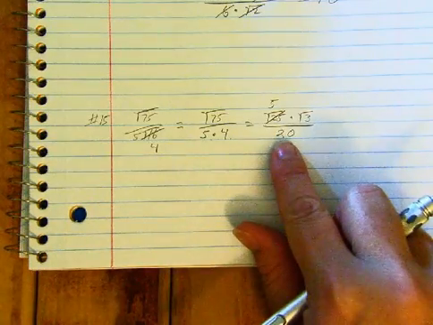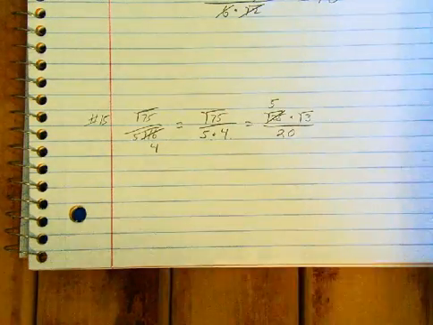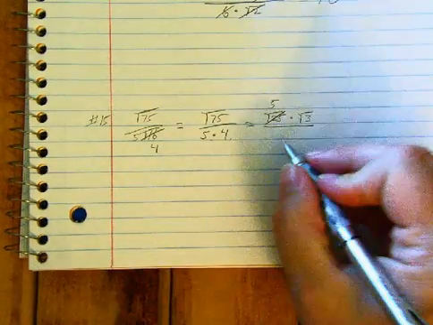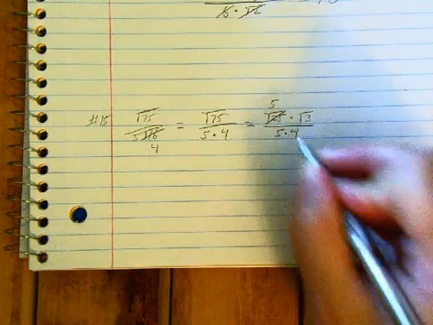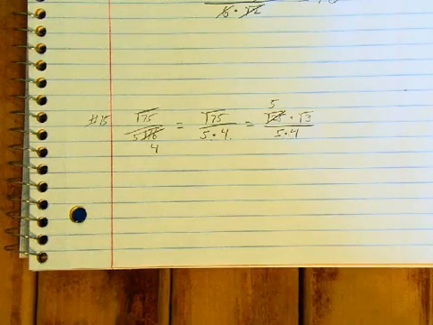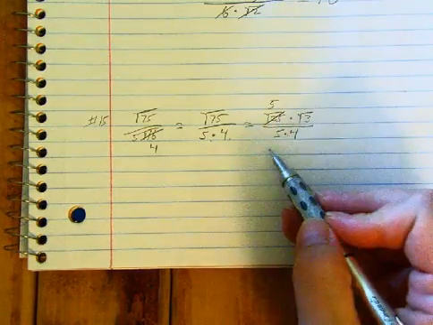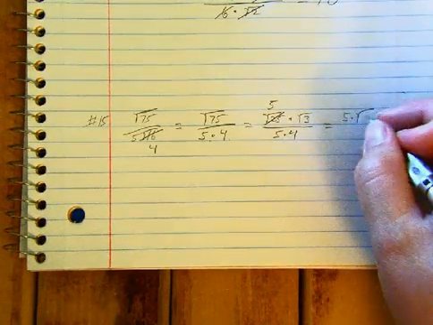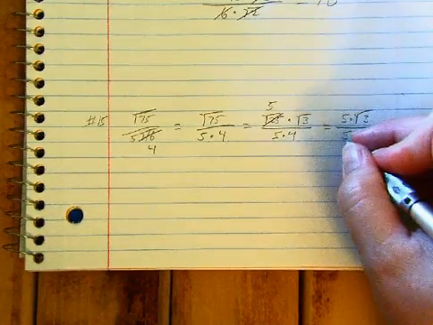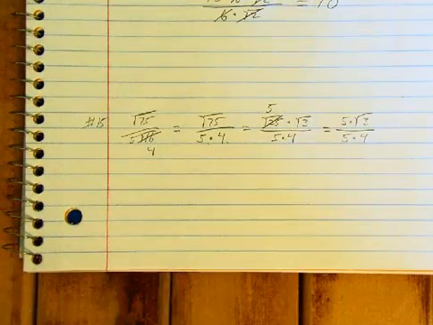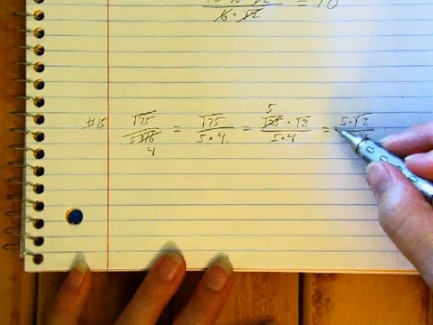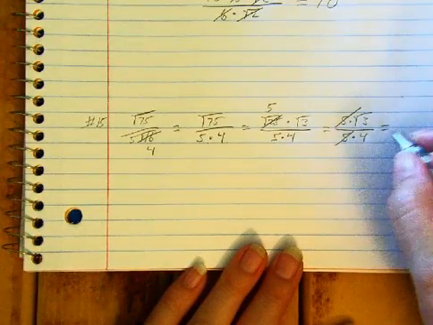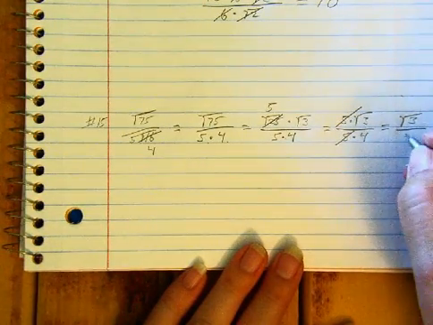And actually, we could have left this 20 as 5 times 4. You could have left it that way as well. Because then at this next step, so we have 5 times the square root of 3 divided by 5 times 4. And then again, we're going to cross out things top and bottom that are in common. So I'm left with square root of 3 over 4.